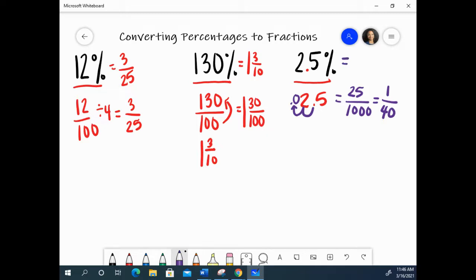So when we have our decimal here in our percentage, we're going to want to convert it to a decimal and then to a fraction, okay? Or simply put it, in this particular case, over 1,000. So we're going to write 1/40 as our answer there. So that's how you convert percentages to fractions.